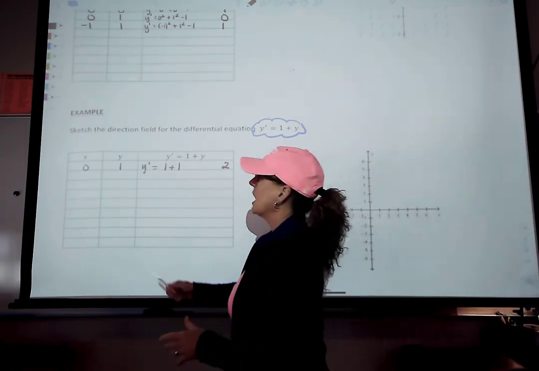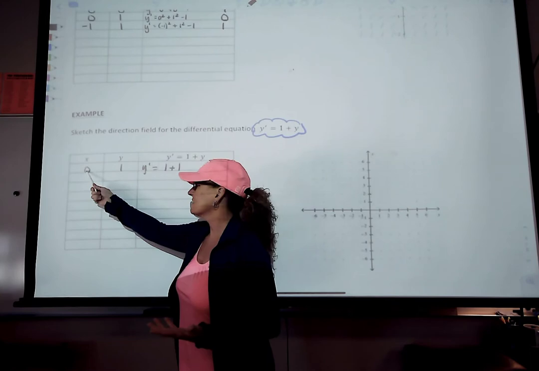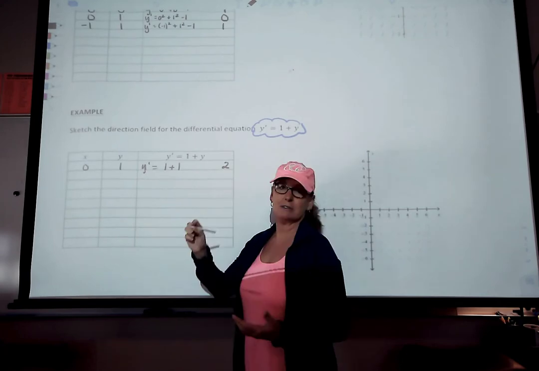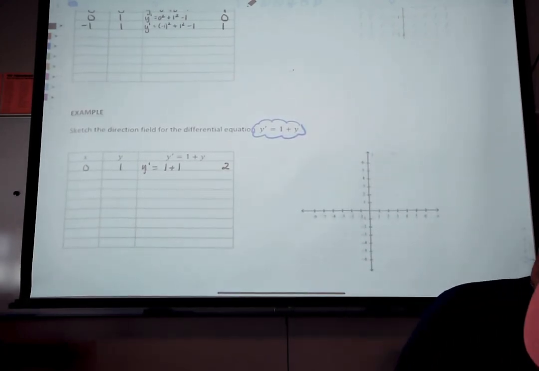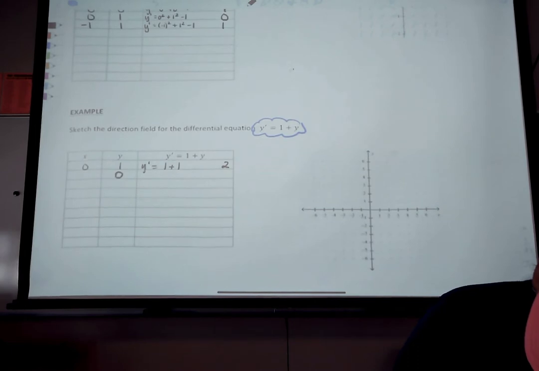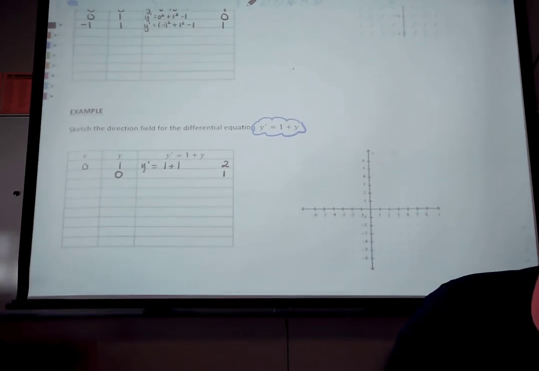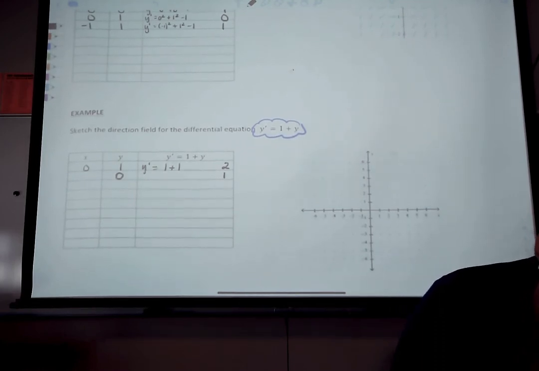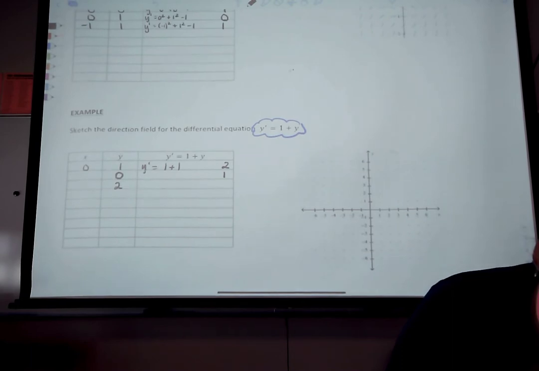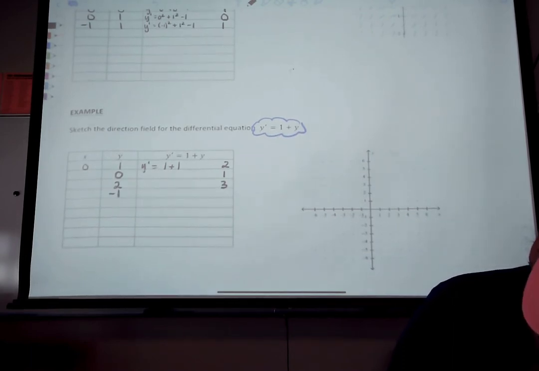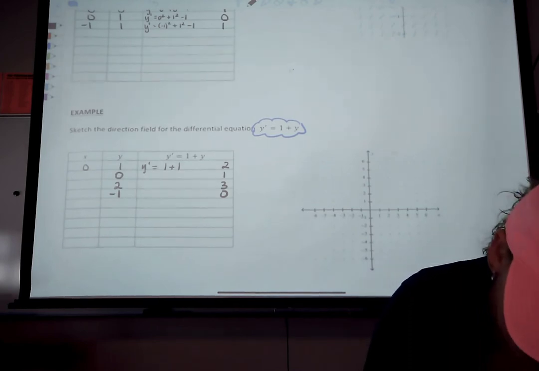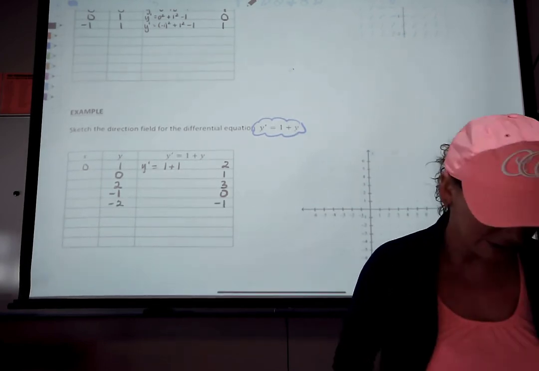So for any x where y is 1, your slope is 2. How about for any x and your y is 0? y prime is 1 plus 0, which is 1. How about when y is 2? 2 plus 1 is 3. Negative 1. Negative 1 plus 1 is 0. And I've really done these out of order, but that's okay. Negative 2. Your slope is negative 1.